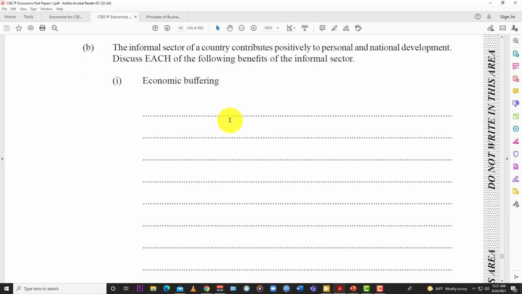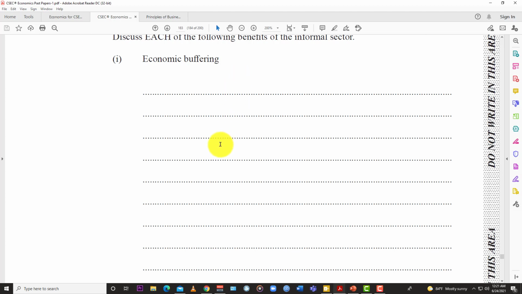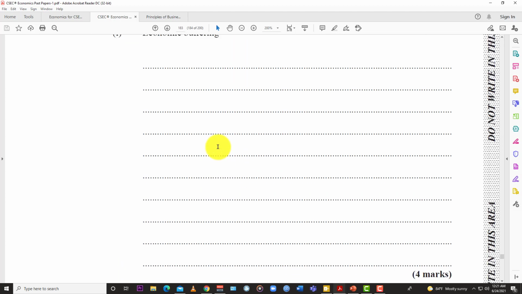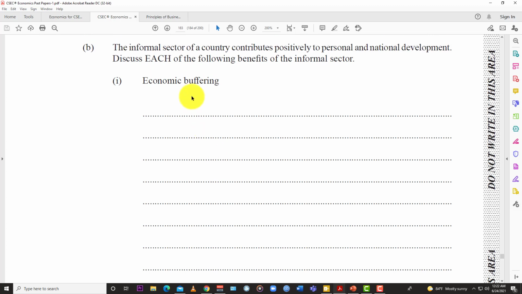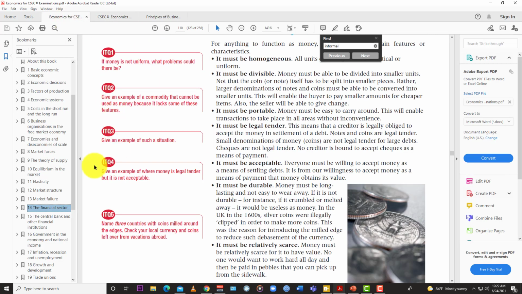Okay, a very interesting question. The informal sector of a country contributes positively to personal and national development. Discuss each of the following benefits of the informal sector. We have economic buffering and we have cost savings. Very nice application question right here. And so we're going to try and go in the textbook to see what we can do with that one.